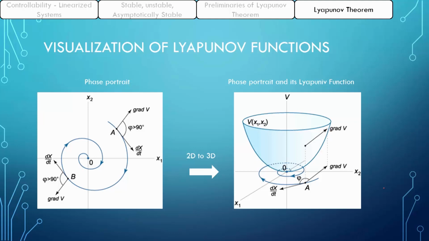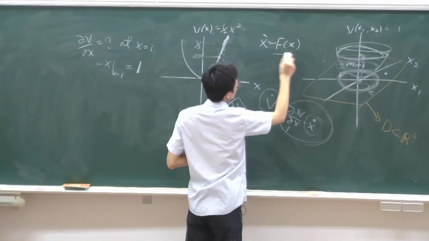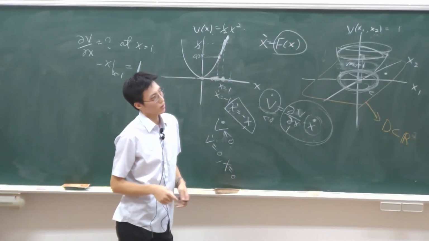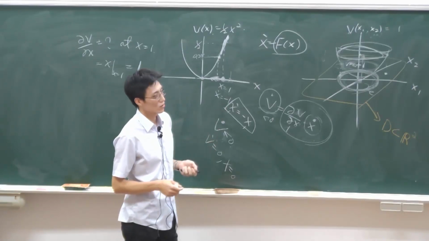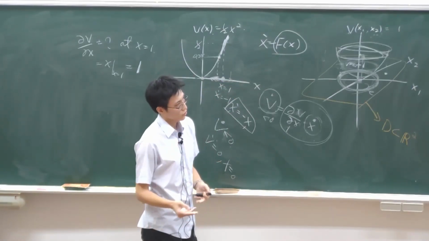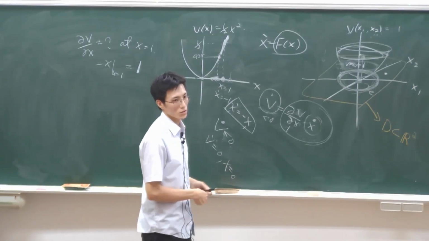You can say, because I cannot solve for the solution, but I can know from its dynamics, which is associated with the vector field or the momentum that the state is trying to move: if this direction points in a different direction from my gradient, I'm safe. I will eventually converge to the origin.